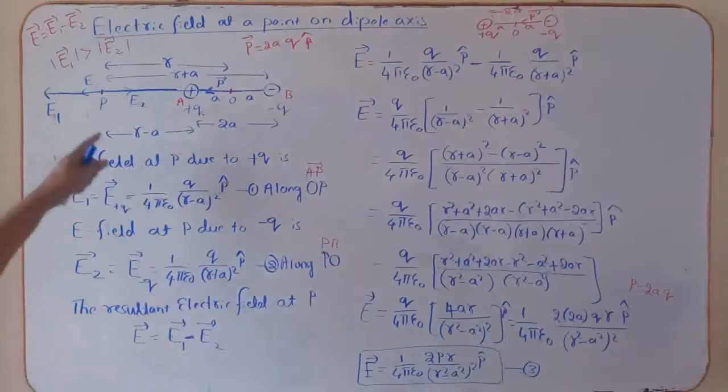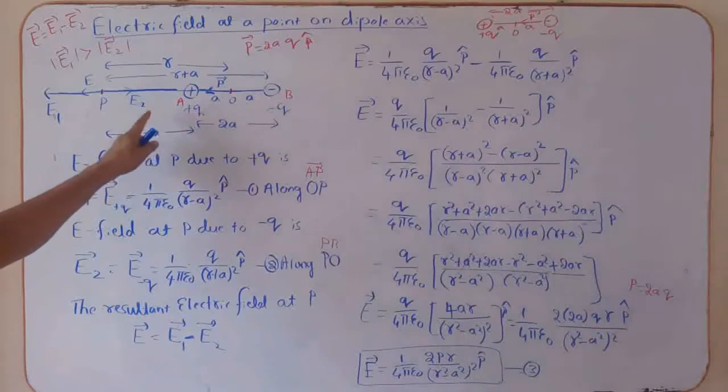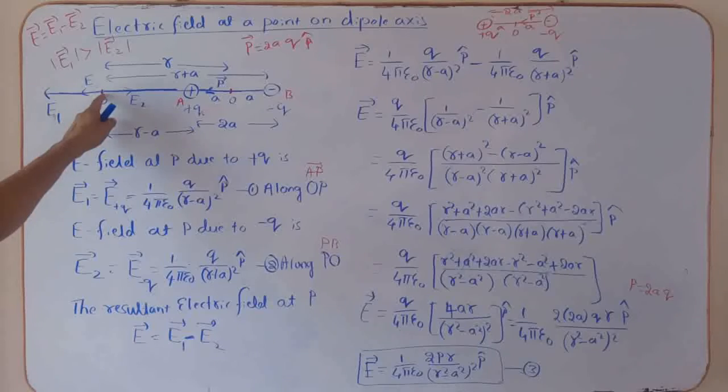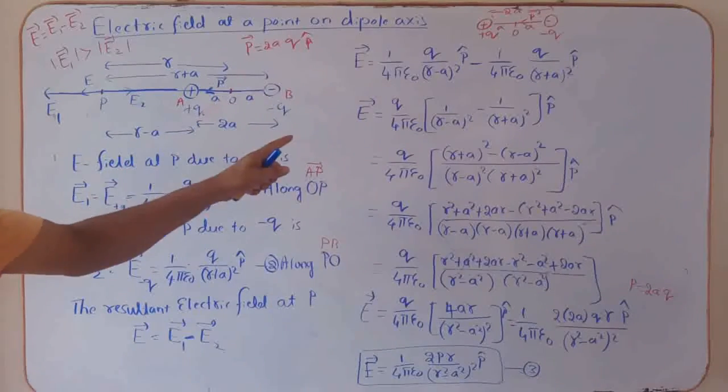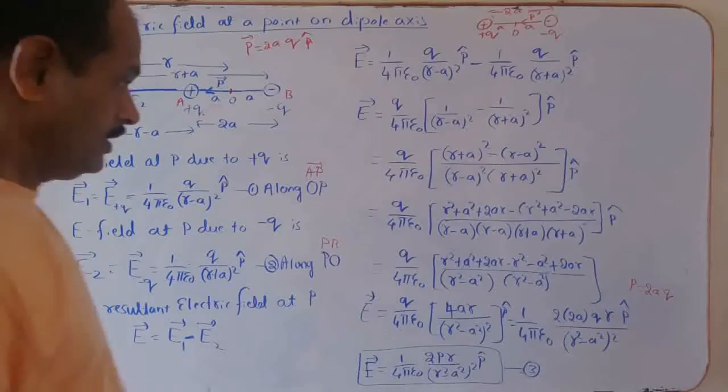It is the equation for electric field at this point due to the electric dipole. Electric field at this point is not equal to 0, even though the total charge of the dipole is 0. The electric field at point P is not equal to 0.